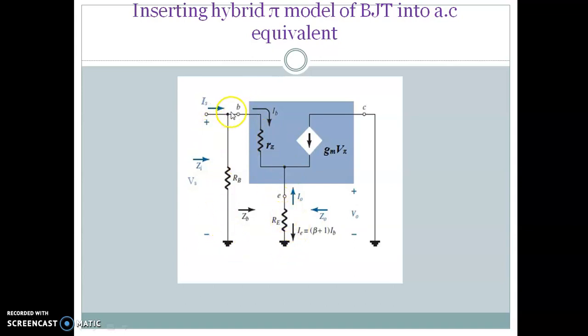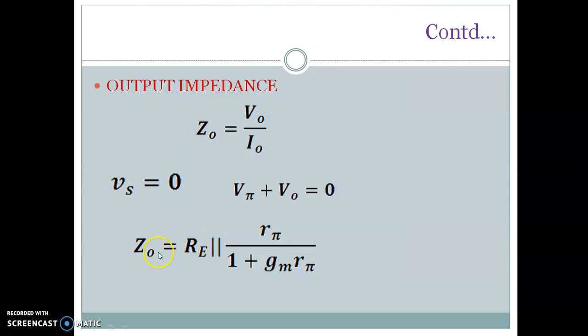So your RE and R pi are in parallel, but they are fed with the current source GM V pi, but the current through your R pi is only IB. So therefore, we divide it by the current. So it is 1 plus GM R pi. That will be the current that flows through this. So we just divide it by 1 plus GM R pi. So your output impedance is RE parallel R pi divided by 1 plus GM R pi.